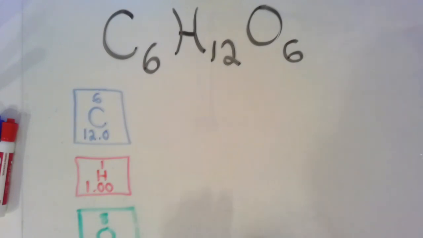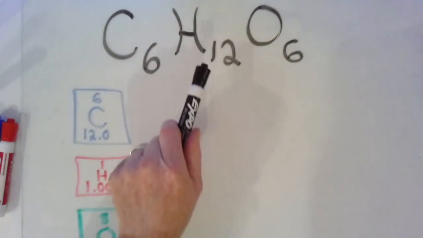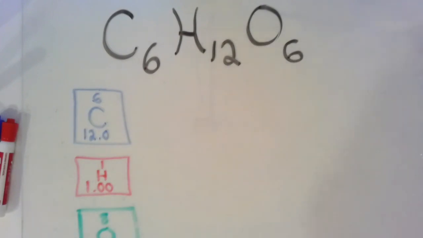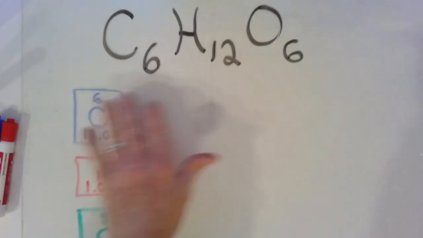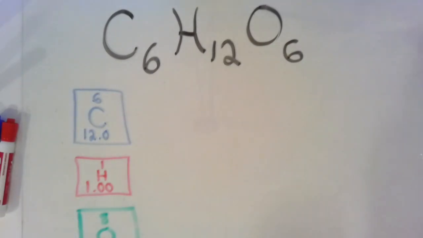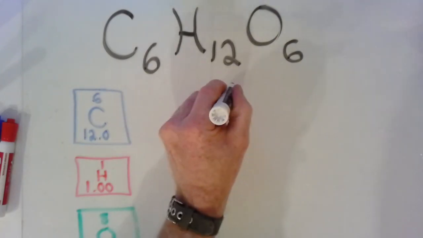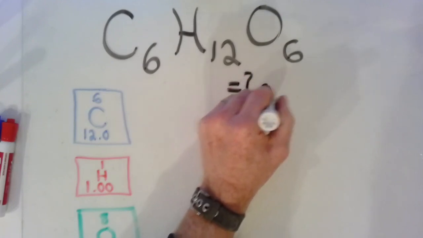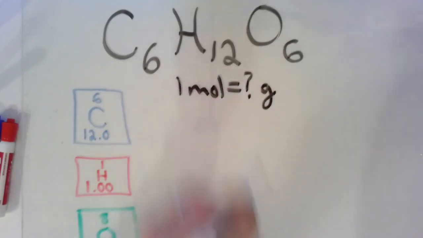So go ahead and write this down. We've got sugar, which is 6 carbons, 12 hydrogens, 6 oxygens. You'll remember this equation from last week when we first started off learning how to do a chemical equation, how it looks and what it looks like. And in this case, we've got 6 carbons, 12 hydrogens, 6 oxygen atoms that make up 1 sugar molecule. But I don't want to know what 1 sugar molecule is. I want to know how many grams 1 mole makes.